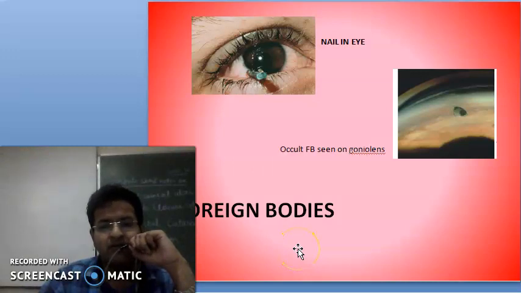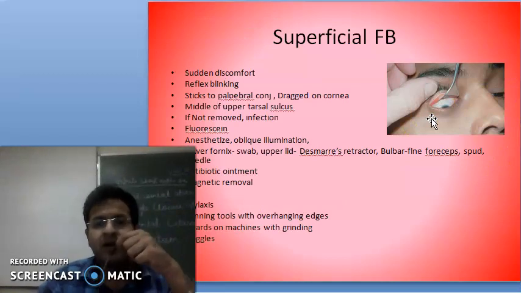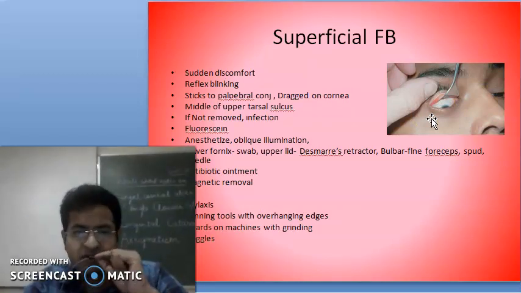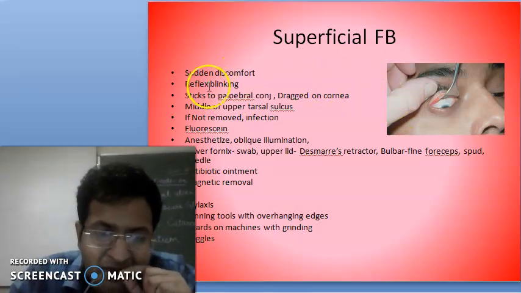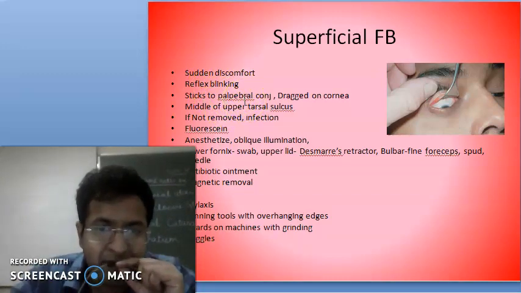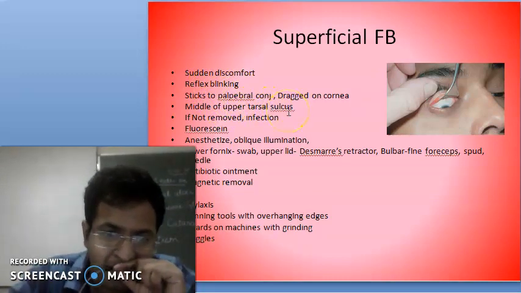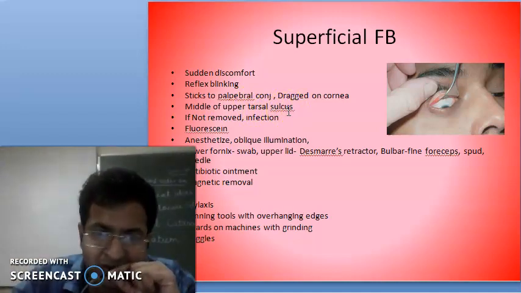What are the foreign bodies which can traumatize the eye? It can be a nail in the eye, and we can see some occult bodies which can be seen only on the corneal lens traumatizing the eye. How do superficial foreign bodies present? They present as sudden discomfort and reflex blinking. The superficial foreign body sticks to the palpebral conjunctiva, and when it drags on the cornea, it causes a corneal ulcer.